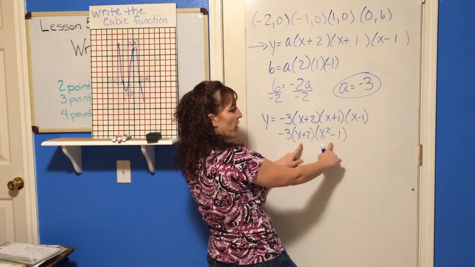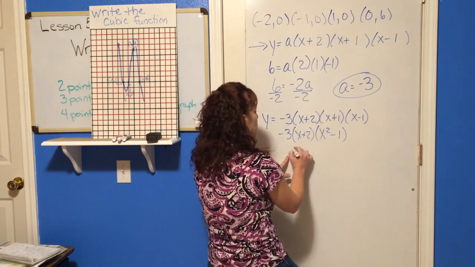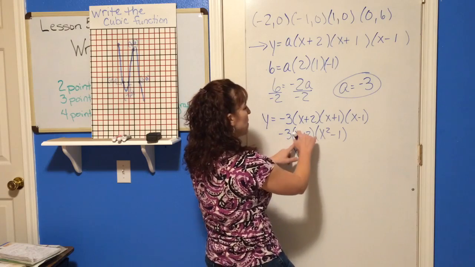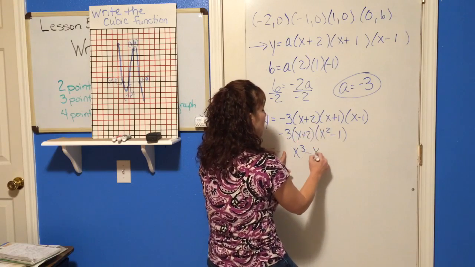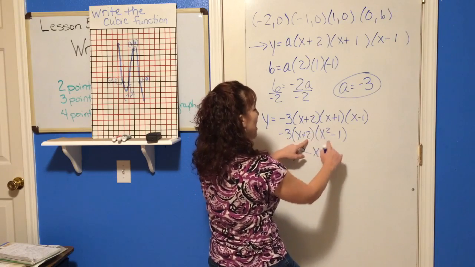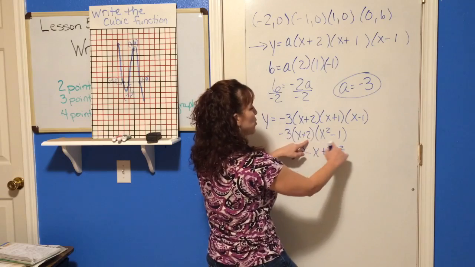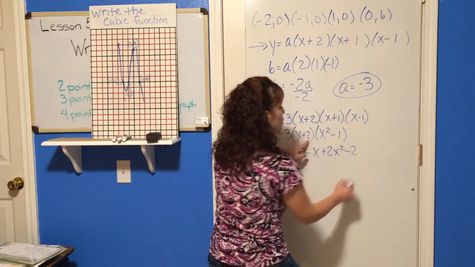Now you're going to use FOIL to multiply these two. Excuse me, x times x squared is x cubed. X times negative 1 is negative x. Now 2 times x squared is plus 2x squared. And 2 times negative 1 is negative 2.